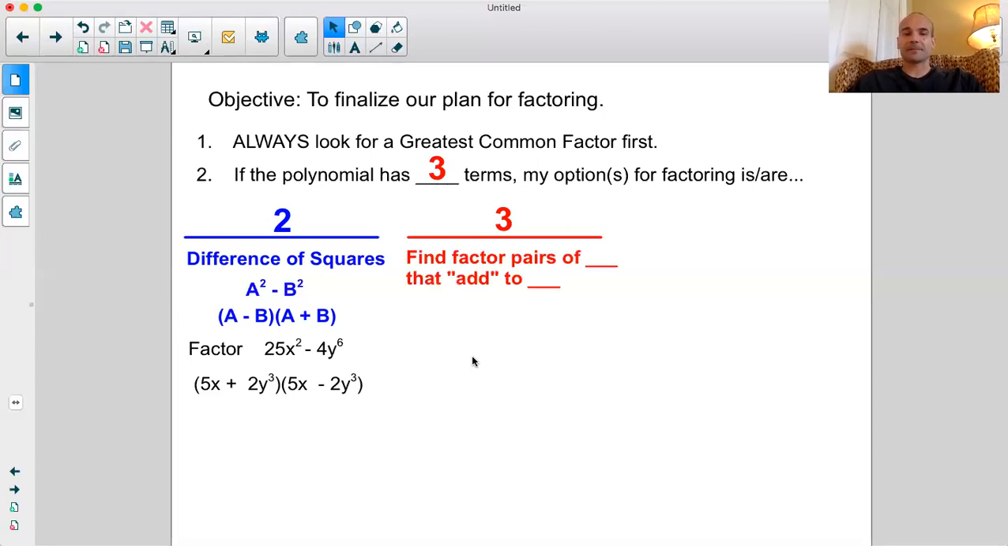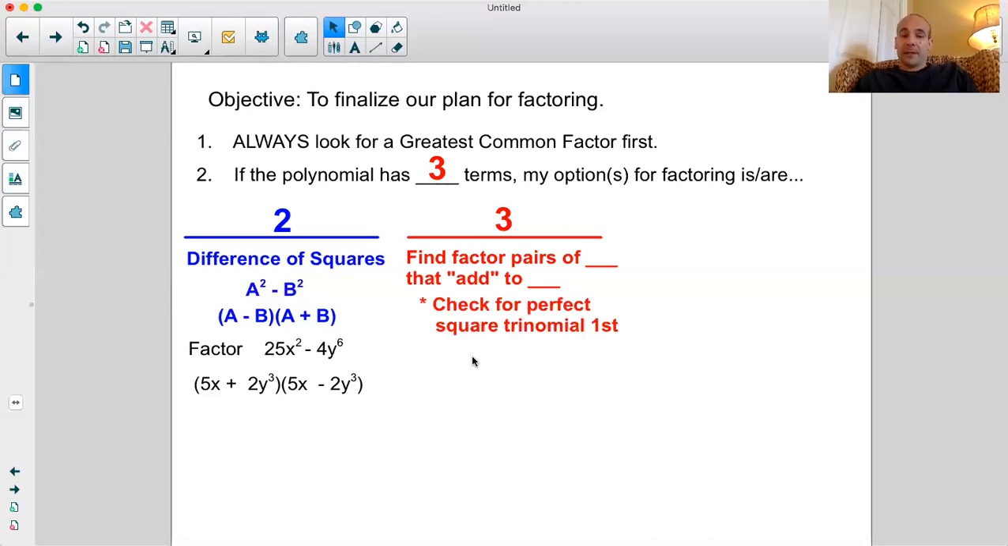Well, if you have 3 terms, largely what you're going to do, once you look for a GCF, is answer the question: let me find factor pairs of blank that add to blank. And that's a really general way to describe it, but I think that's a good thing. That means we can basically talk about one technique with an asterisk.